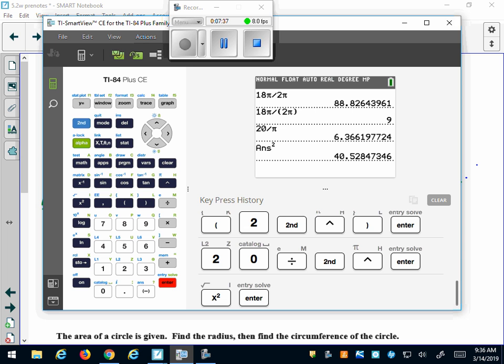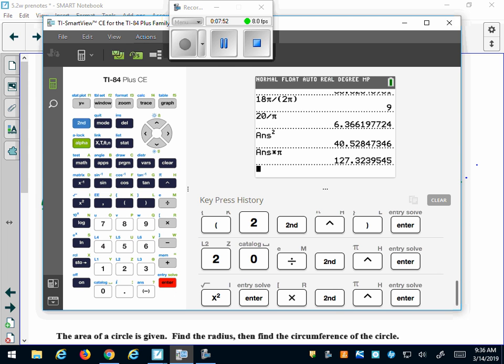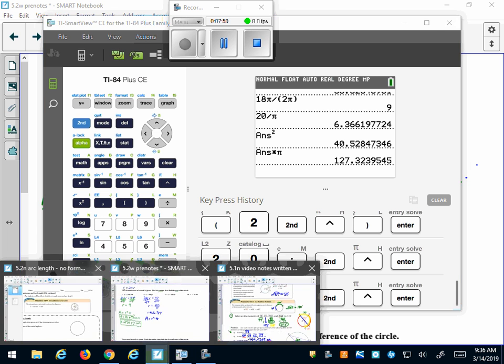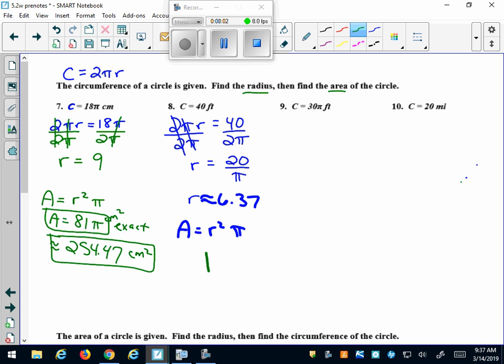That's r squared. Now I have to multiply that by pi. So I'm going to let my calculator keep that answer also. I'm not going to round it yet, right? And I'm going to multiply by pi. That's my area, right? So now I can round this to 127 point, let's say 32. But since I didn't round all the way through, this is going to be as accurate an area as we can get. Square feet.